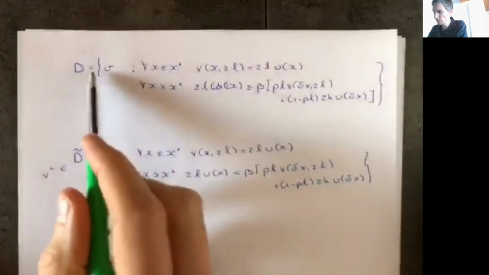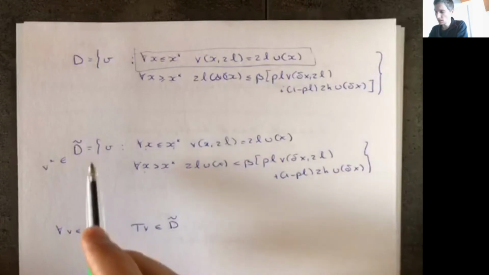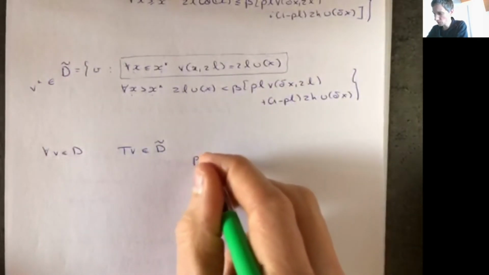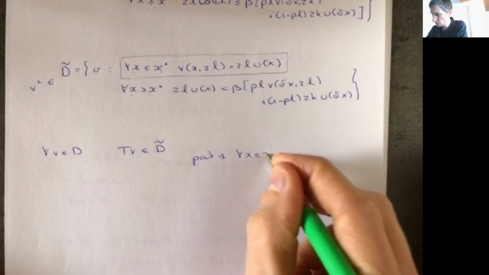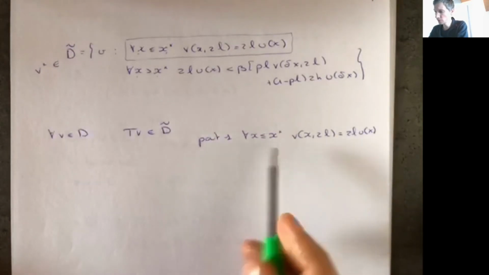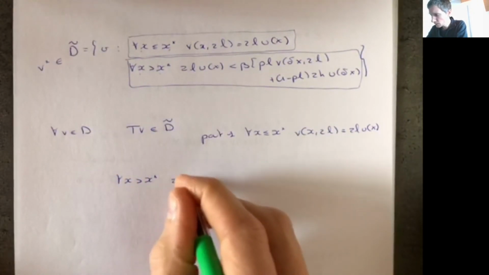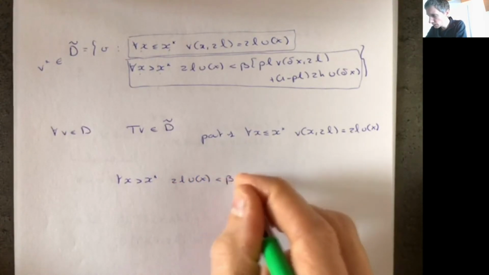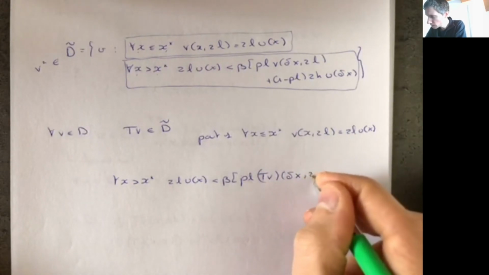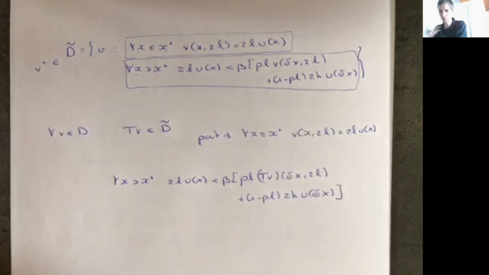So first of all, notice that as D tilde is a subset of the D I first used in the first part of the theorem, T will map to a set that contains this one, right? So from part 1, I already know that for all x smaller than x star, V(x, ZL) is equal to ZL u(x). I already have proven this in the first part of the theorem, so I only need to show this here. I need to show that for all x bigger than x star, ZL u(x) is smaller than beta PL, and now becomes here TV(delta x, ZL) plus (1 minus PL) ZH u(delta x). Okay, this is what I need to show.